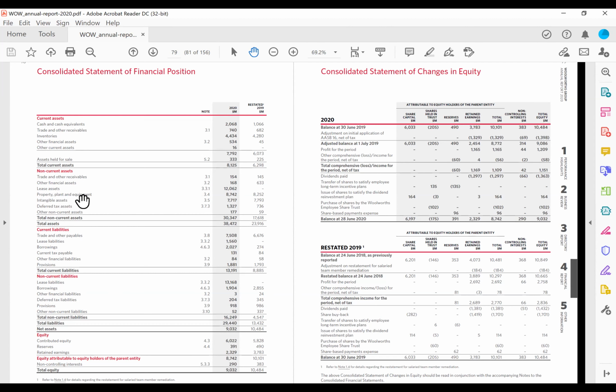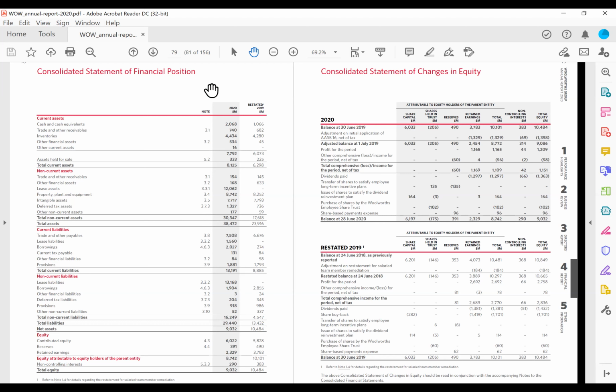So I mentioned to you before about the notes to the statement. So see, there's this column that says notes. So if I, for example, wanted to know a bit more about their trade and other receivables, I would go to note 3.1. If I wanted to know about their property, plant and equipment, I would go to note 3.4. And all of those notes are listed on the pages after these statements.